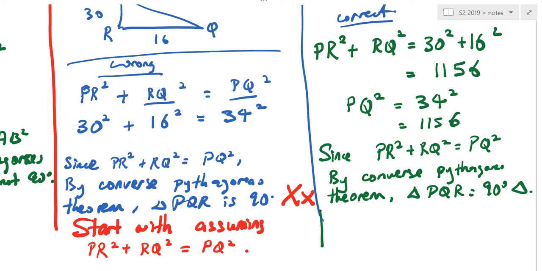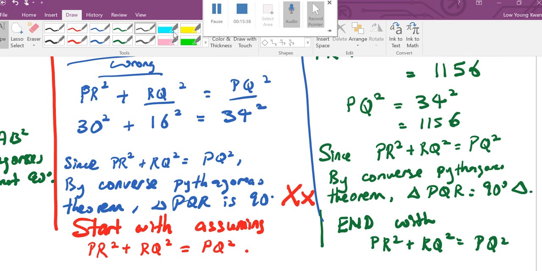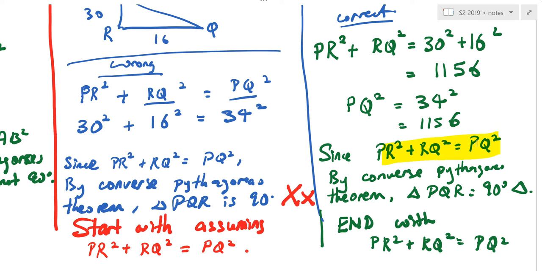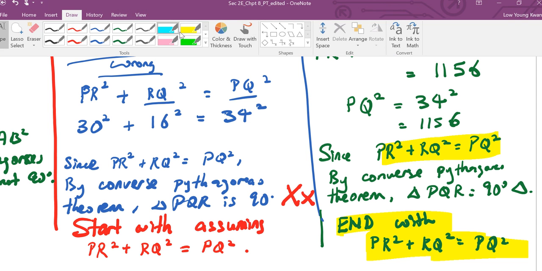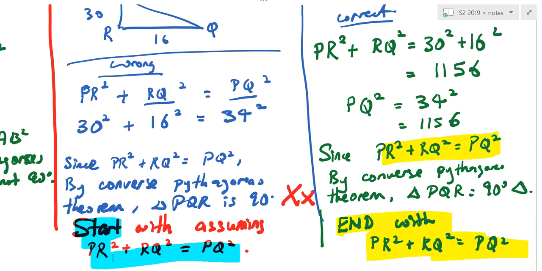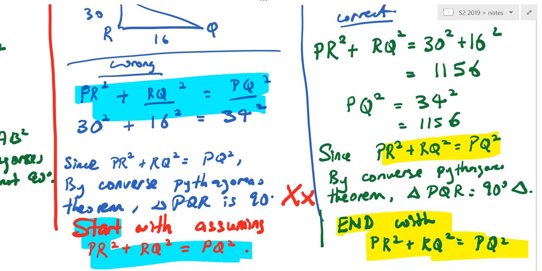Now, can you write a sentence here to support why this is correct? This is correct because you end with PR square plus RQ square equals to PQ square. Let me show you where exactly I end with it. This is the ending and this is the ending. Let me try and highlight where you start. You started with this. Please move yourself if you can't see.